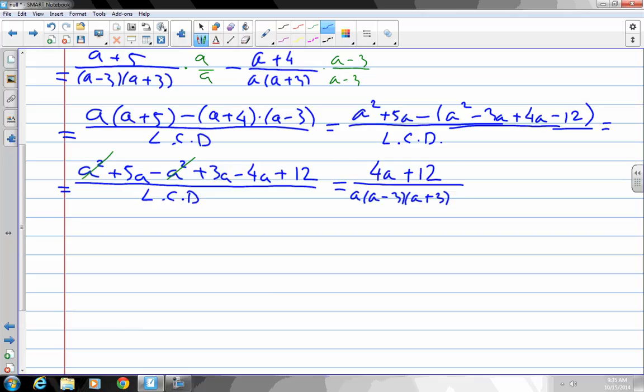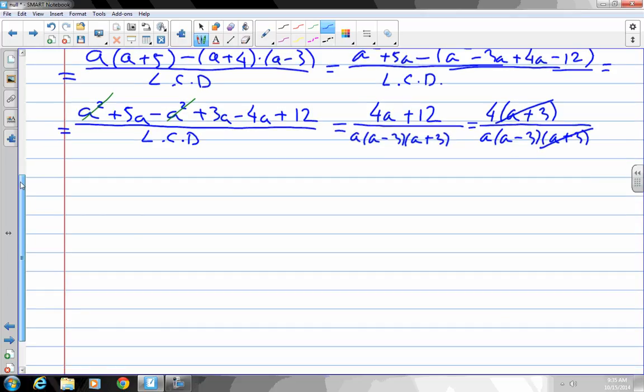Yeah, factor out a 4. Because again, you should always try to factor and reduce. When you factor out a 4, it gives you 4 times a plus 3 divided by that LCD. So then you see that there's a common factor between the numerator and the denominator, and we can always cross out common factors. So this is why we have to keep things factored till the very end. So in the end, it is 4 over a times a minus 3, and that's all. And you can keep that denominator factored. You don't need to distribute the a. If you do, no big deal, but that's fine. That's the answer.